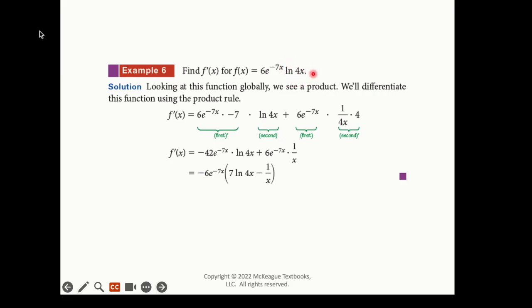So when I take the derivative of the natural log, that's going to be 1 over whatever the argument is. In this case, it's 4x. So we have 1 over 4x. And then we have to multiply by the derivative of the argument, which would be 4.